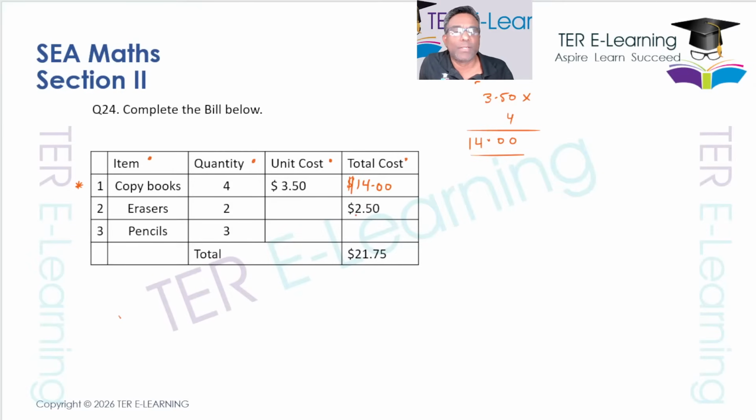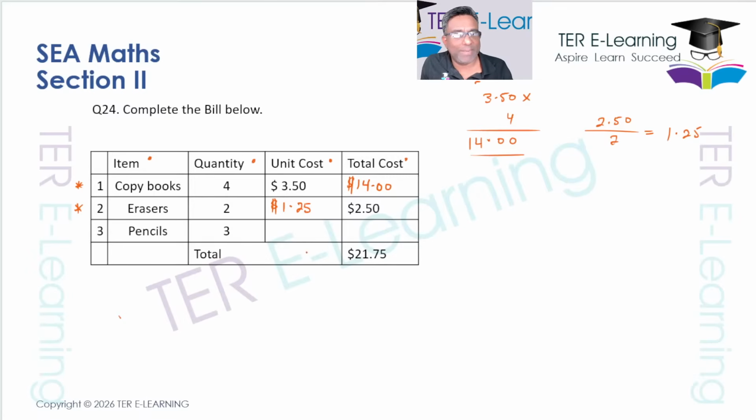All right. So now what do we do? We can work out the row for the erasers. We have 2 erasers and the total cost is $2.50. So we can take $2.50 and divide that by 2. Now this is an easy division here. This is actually $1.25. So this here will be 1.25. That's a missing number here.